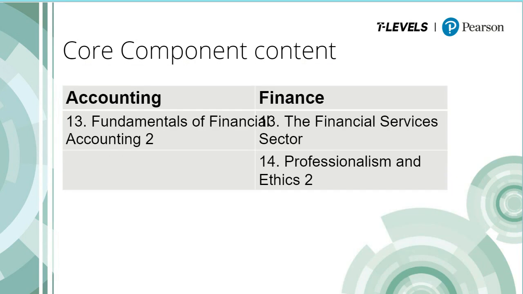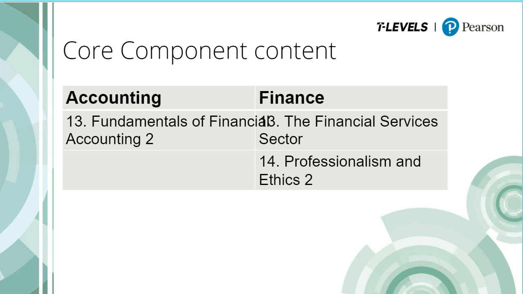Okay, now the final elements of the core component content are slightly different depending on the qualification being delivered. In accounting, we said there were 13. The final core component element is Fundamentals of Financial Accounting 2. Bear in mind that there was Fundamentals of Financial Accounting 1, that was element 8, which included both.